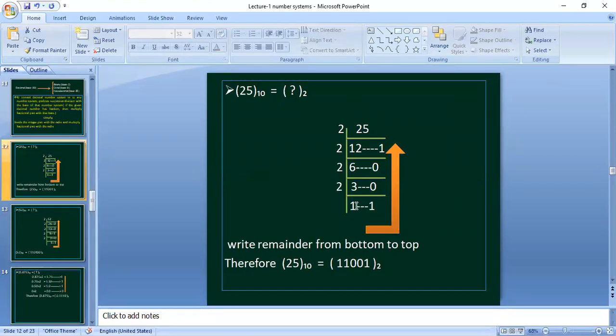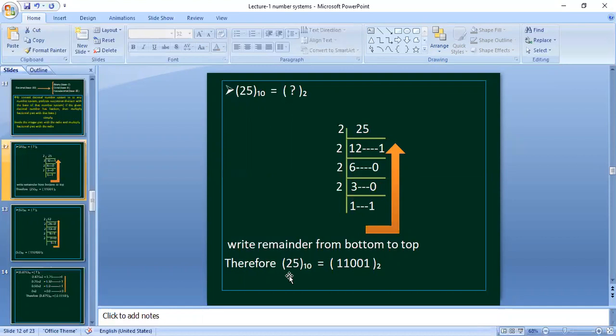So here the final result is 1, which is less than 2. So we can stop the division process here, and we need to consider the result from bottom to top. That is 11101. So this is the equivalent binary for the given decimal number 25.